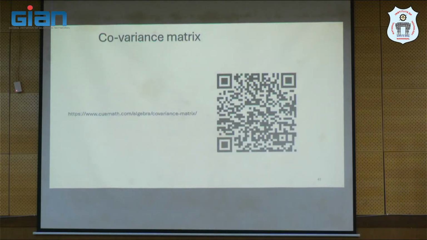I will give you 5 minutes to quickly recollect the covariance matrix. Here is a QR code, because you have been using mobile phones yesterday, so I thought it is better to give a QR code. Go through this. It's just a random web page that gives some basic information about the covariance matrix. It will show you how, given a data set, you can construct the covariance matrix.